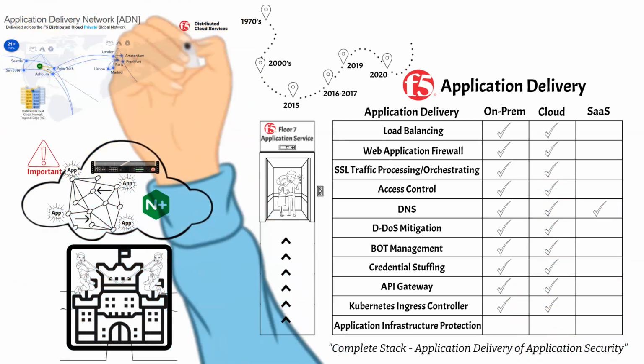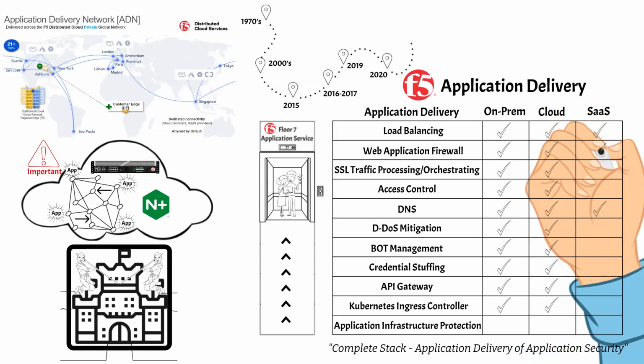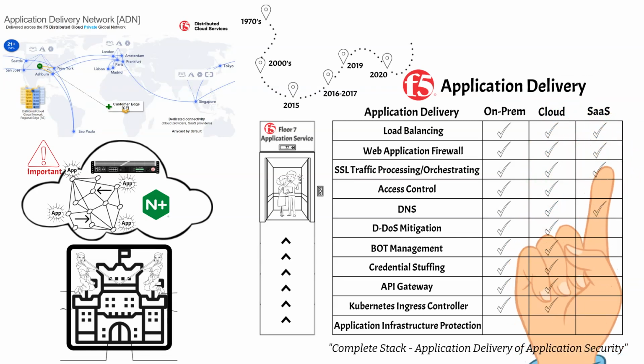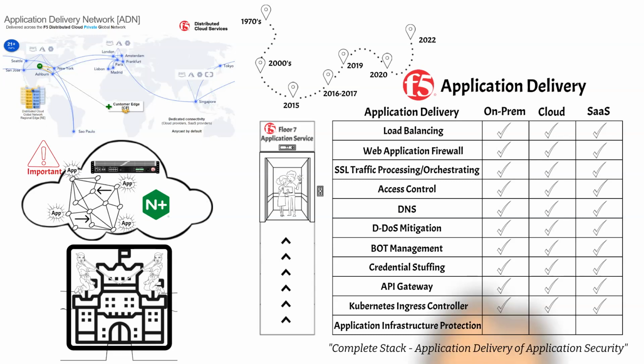Next, we needed to provide SaaS, and we began providing cloud services with the existing DNS. Then by adding Distributed Cloud to provide a SaaS load balancer, a SaaS WAF, and do SSL in the cloud. Then some access, and certainly DDoS mitigation, bot management, credential stuffing, API gateway, Kubernetes ingress controller, and this year in 2022, we added ThreatStack for application infrastructure protection. By looking at the chart, we have filled many of the sections for Layer 7 application delivery and application security.